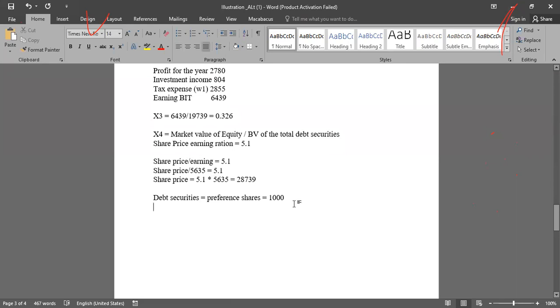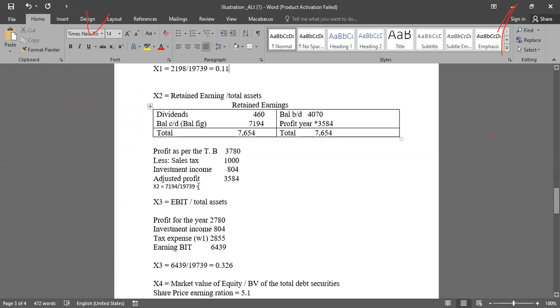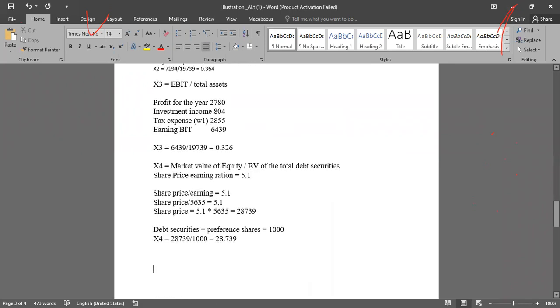Okay, I'm not done with X4. X4, we're saying it is given by the market share, which is 28,739, divided by debt securities, which is 1,000. This will give you 28.739, 0.364. Okay. So let's look at now X5.